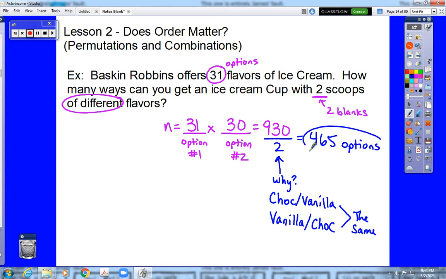Now, the big thing here is this question up at the top. This is what tells us what we're supposed to do. See, in this case, when we're looking at this problem, if we chose chocolate first and then vanilla, that was the same as us choosing vanilla and then chocolate, which means that order did not matter. And as a result, we had additional work that we had to do to get the correct answer.